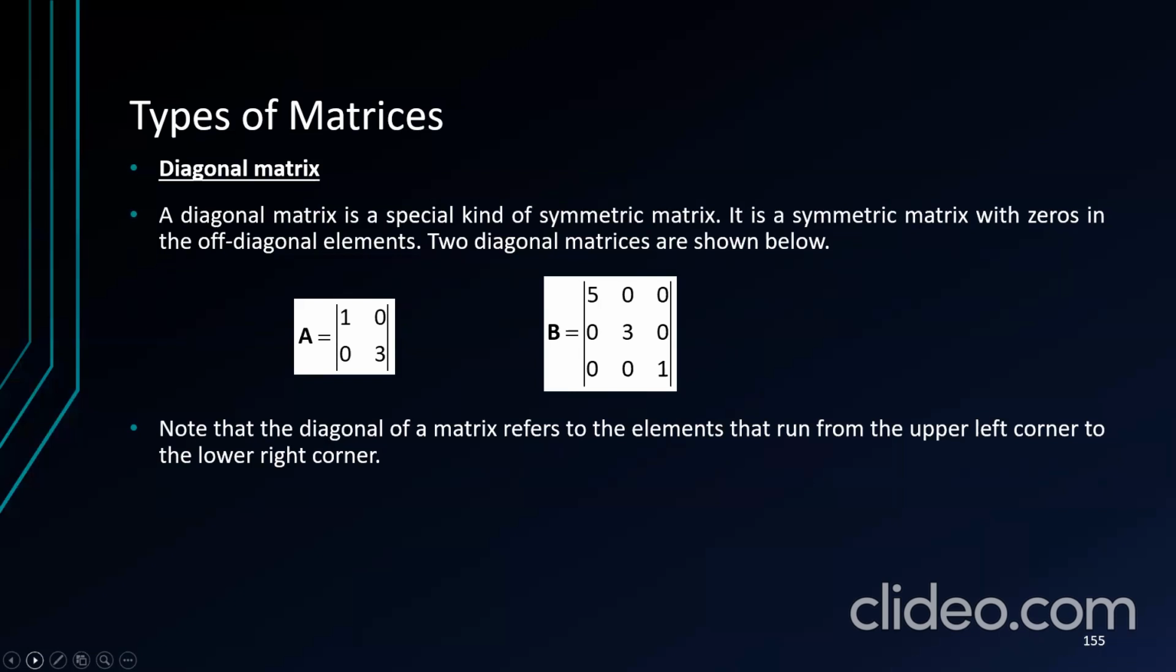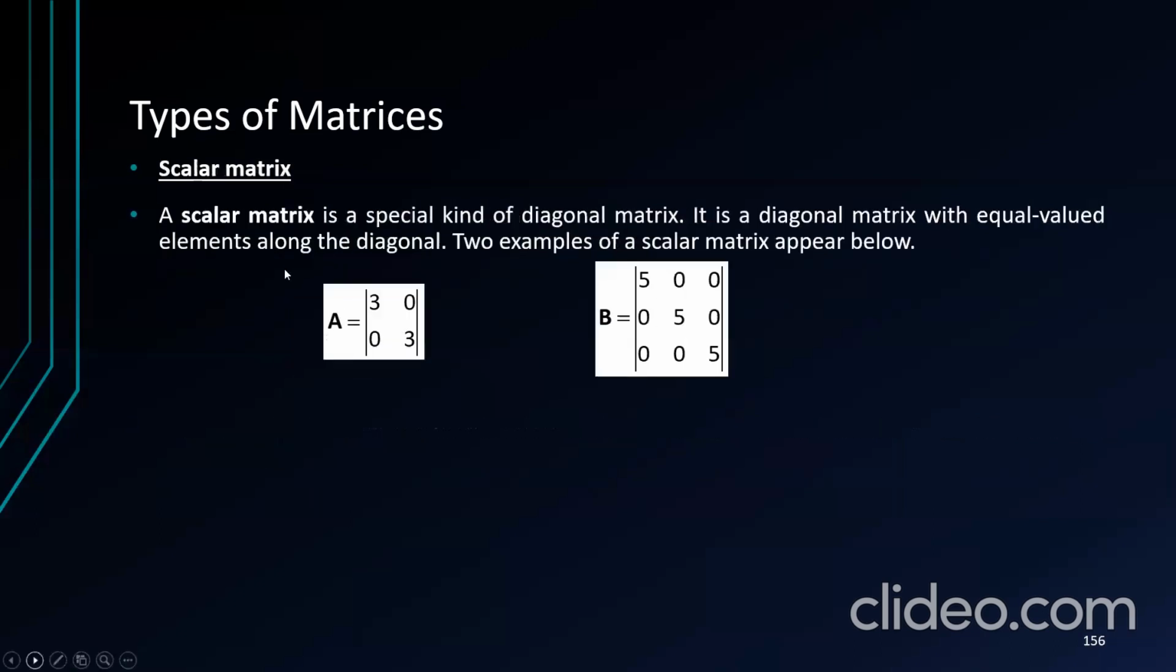Note that the diagonal of the matrix refers to the elements that run from the upper left corner to the lower right corner. That is the diagonal matrix, not the one going upward. Scalar matrix. A scalar matrix is a special kind of diagonal matrix. It is a diagonal matrix with equal valued elements along the diagonal. Two examples of the scalar matrix appear below. Just look at the example.